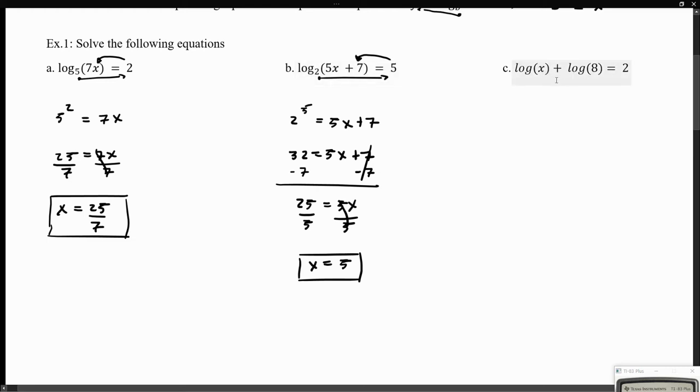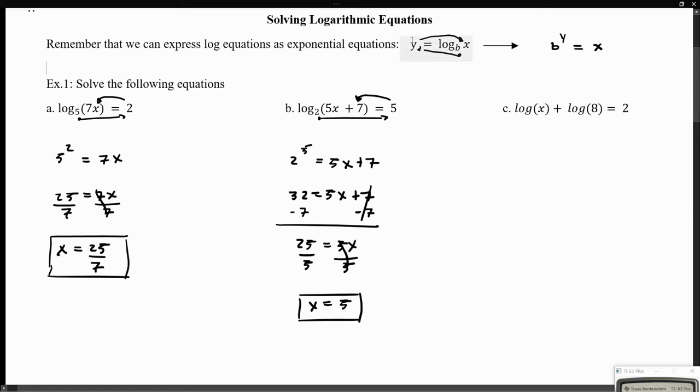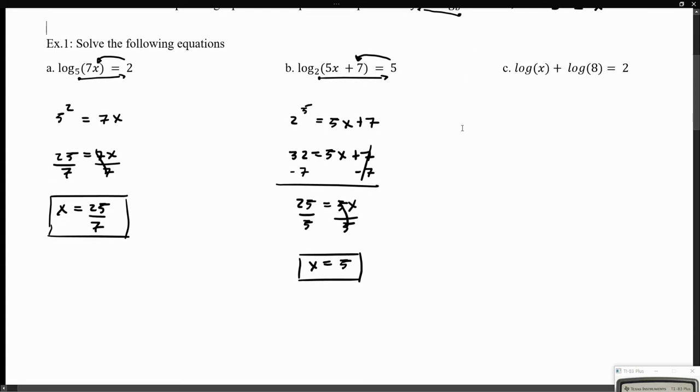So how do we tackle problems where there are multiple logs involved? Well, we still want to use this property. But this property is true whenever we only have one single log, so we want to ask ourselves this question: is it possible for me to rewrite all the logs into one single log?